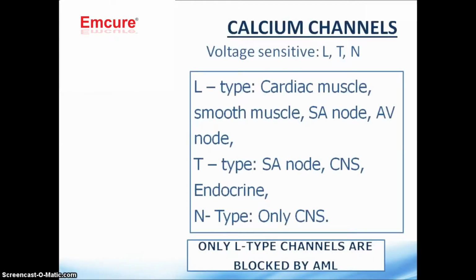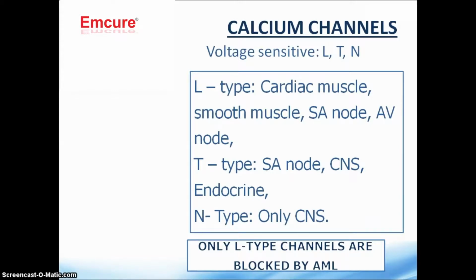So let's move ahead. First we need to know what types of channels there are. These are voltage sensitive channels. They are of three types: L, T and N. L type calcium channels are found in your cardiac muscle, smooth muscle, sinoatrial node, and atrioventricular node. The T type calcium channels are located in the SA node, central nervous system and the endocrine system. The third type of voltage sensitive calcium channels is the N type, present in your central nervous system. Only the L type channels are blocked by amlodipine.